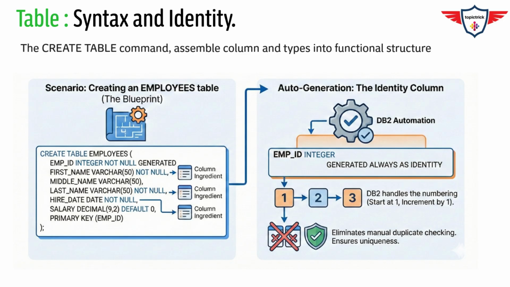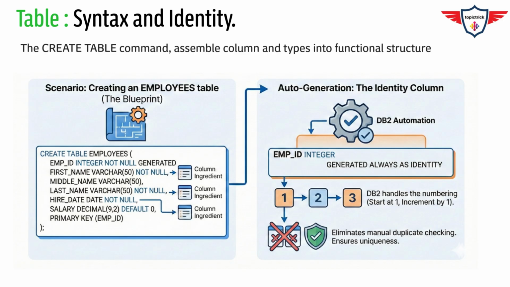In DB2, you can add the keywords generated always as identity. This tells DB2, you handle the numbering, start at 1 and go up by 1. Next, we need the employee's name. First_name. Since names vary in length, we use variable character. Let's give it a limit of 50 characters.